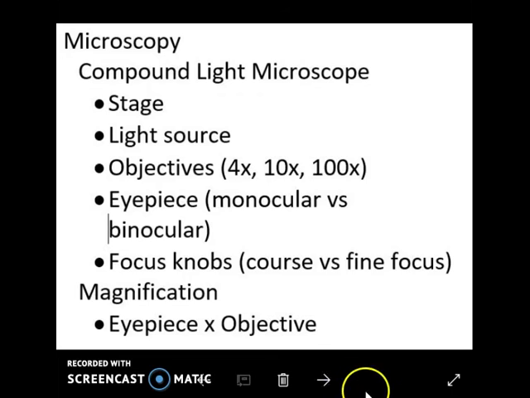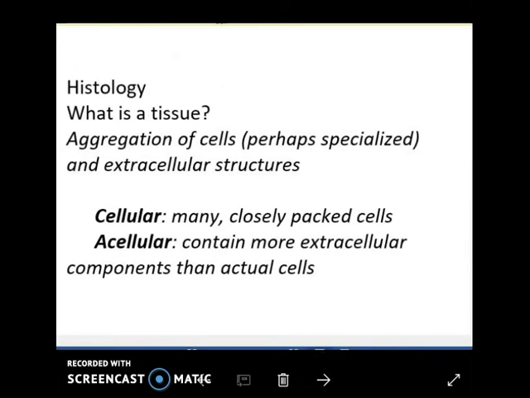Moving into the histology portion. Histology is the study of tissues and the cells and the components that make up those tissues. It comes in like two parts. You have a cellular type of tissue and an acellular type of tissue.